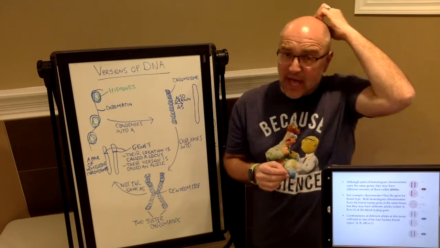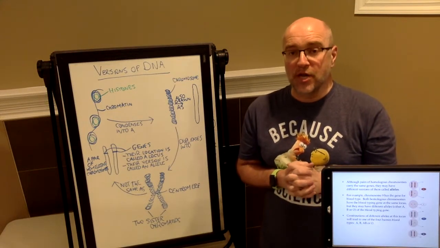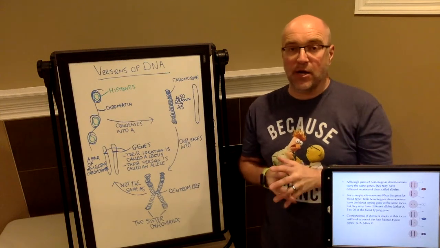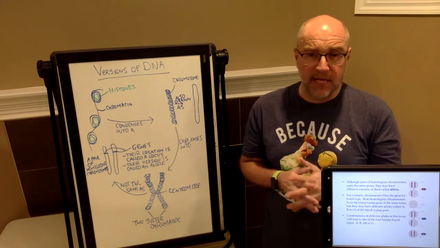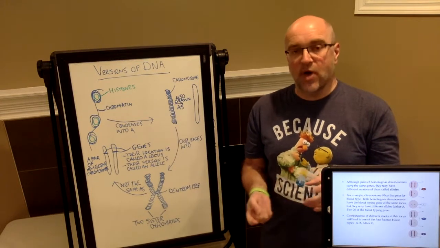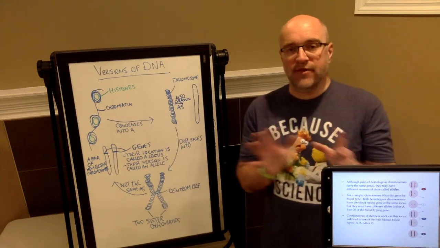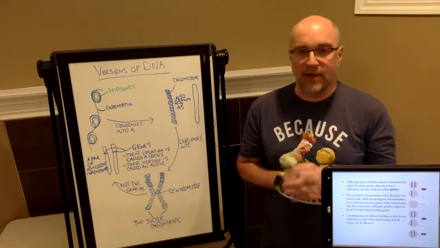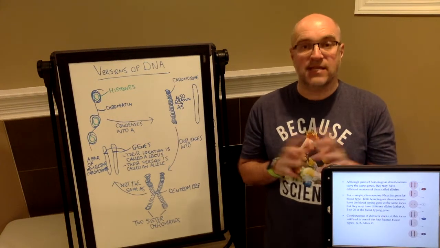Now, I did mention that there are some genes that have different versions. A really good example of that, and you can see it up here on the slide, and this is a good slide to take a peek at in your notes, talks about blood typing. We talked about blood typing last year in Bio 20. You've got A blood, B blood, AB blood, O blood, and those different blood types are basically controlled by three different alleles. There's an allele for the A type of blood.